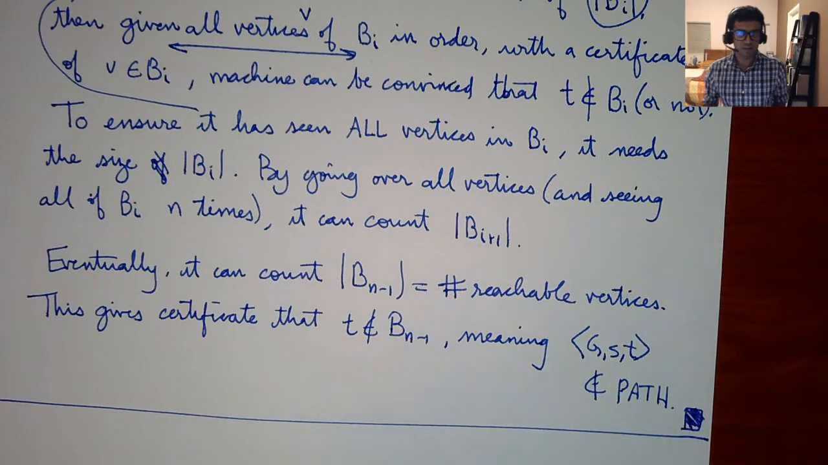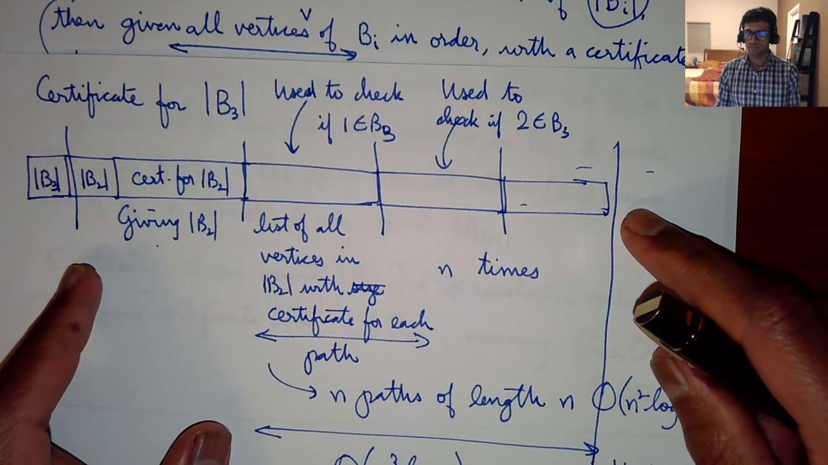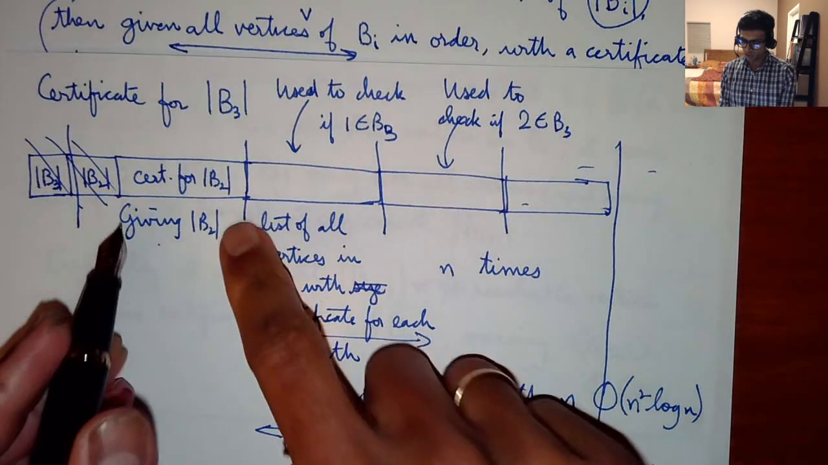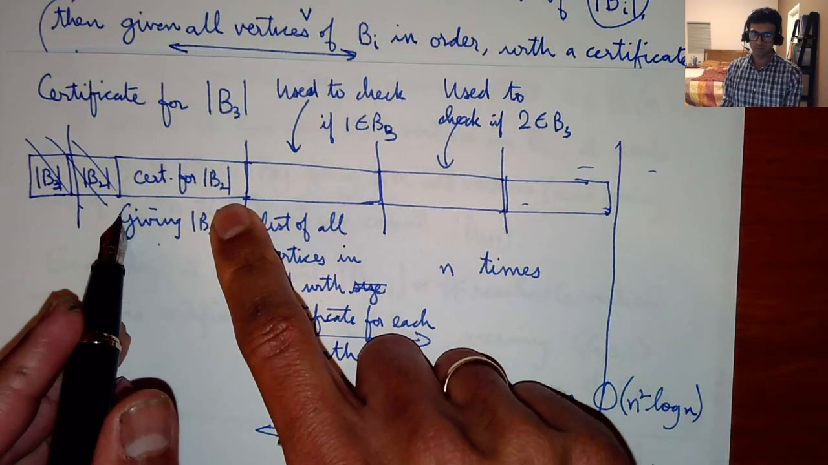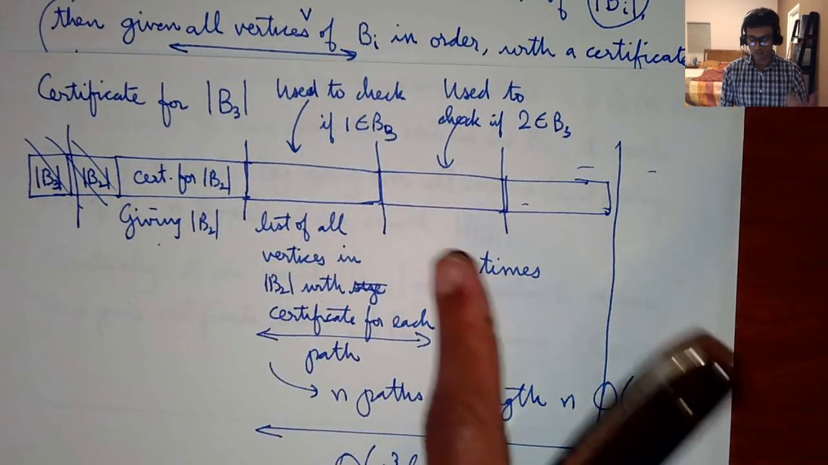So obviously I didn't write everything down in gory detail because at some point the details can distract one from the main idea. So I want you to see the main idea. And I think the main idea is encapsulated in this picture here. One can even ignore this part and just say that once you get a certificate for B2, then you get all the list of vertices in B2. The log space verifier knows it's seeing all the vertices. It gets a certificate for every vertex on the path. It uses it to check, is vertex 1 in B3? Is vertex 2 in B3? So on and so forth.